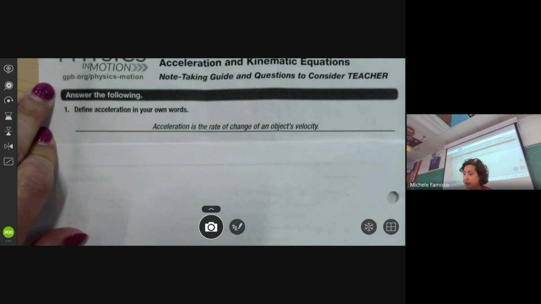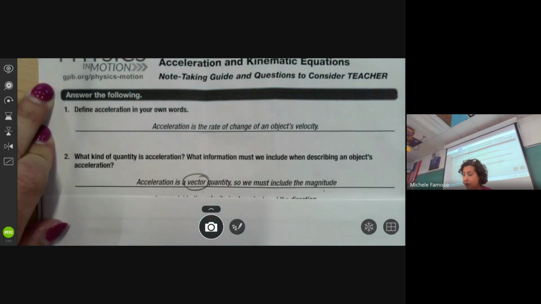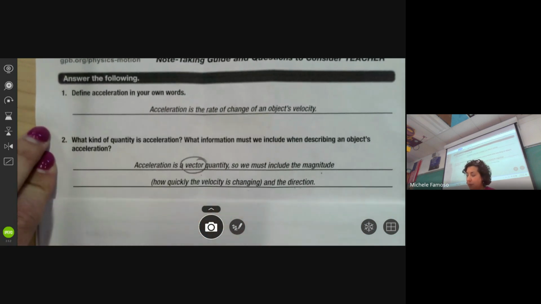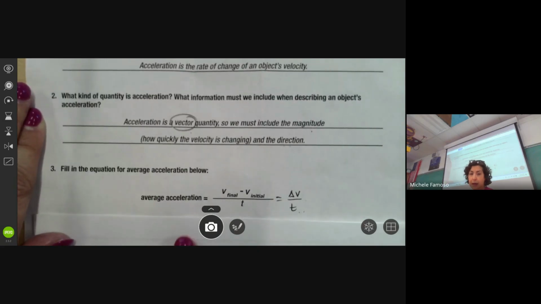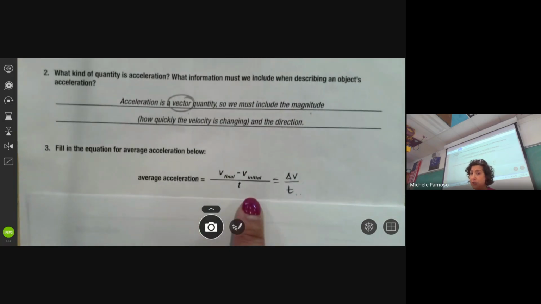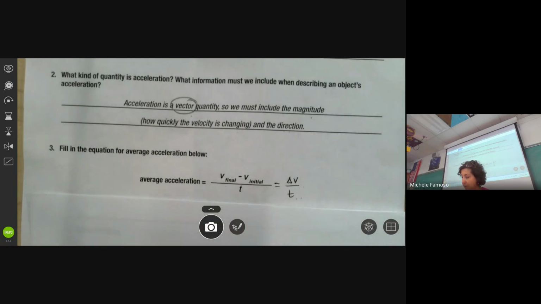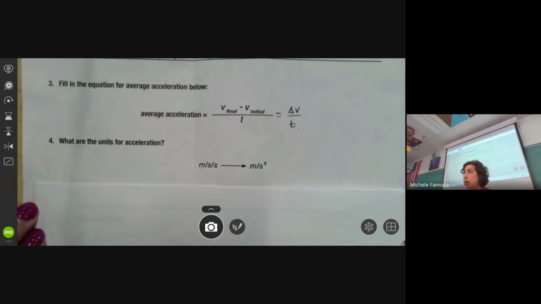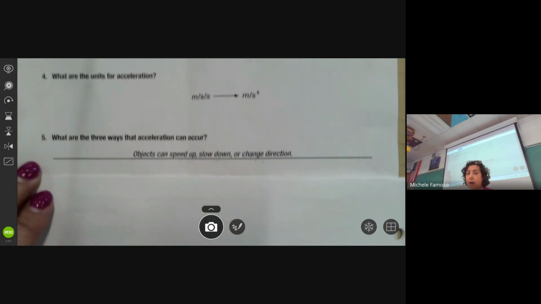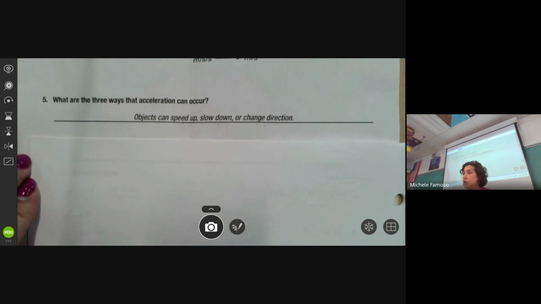Concept stuff. Number 1, acceleration is the rate of change of velocity. Number 2, it's a vector, so it has to have both the magnitude and the direction. Number 3, average acceleration is change in velocity over time, or VF minus VI over T. Units for acceleration are meters per second squared. 3 ways to accelerate are speeding up, slowing down, or changing direction.